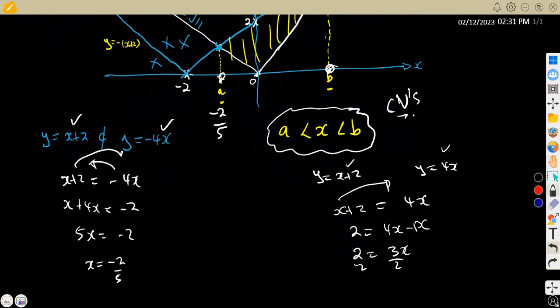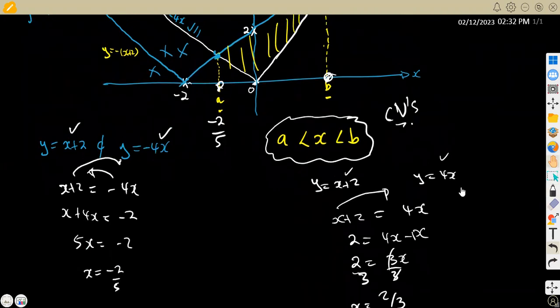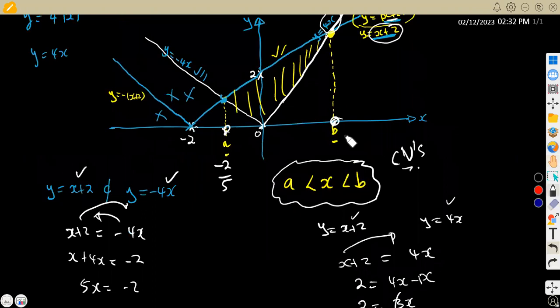Okay, so we're supposed to divide by 3 here, by 3 here to remove these 3. All right, so our x is going to be 2 over 3. So that's our x here at B, is 2 over 3.